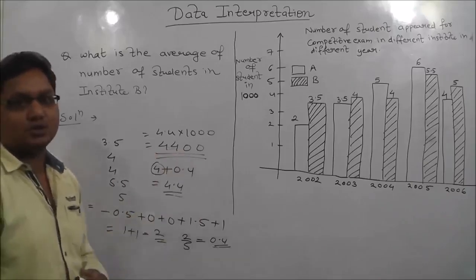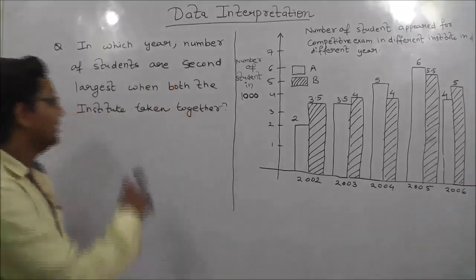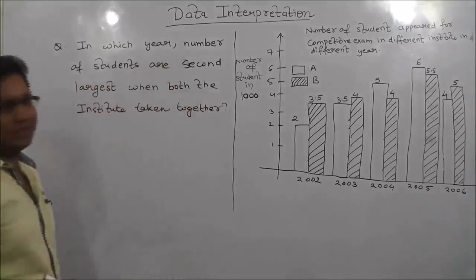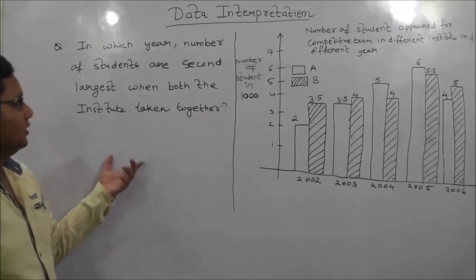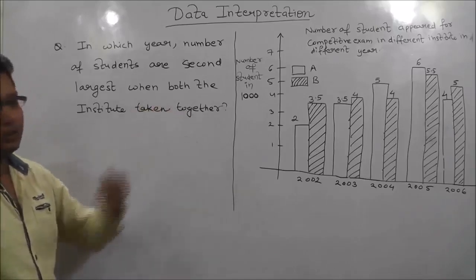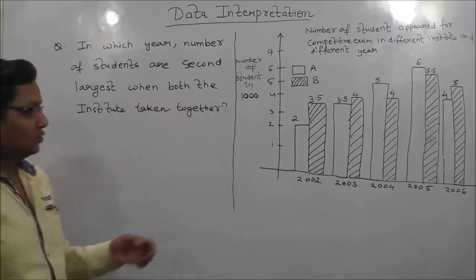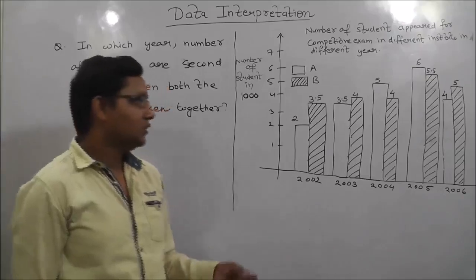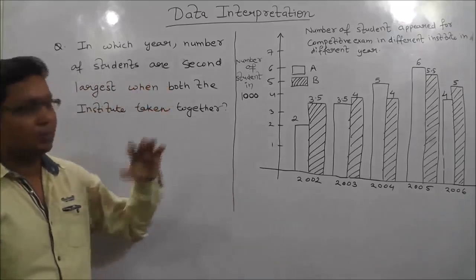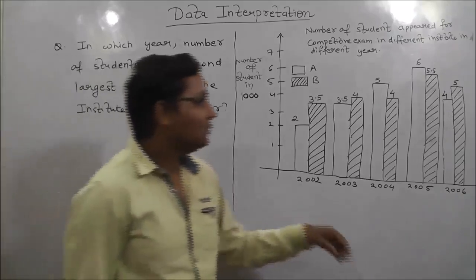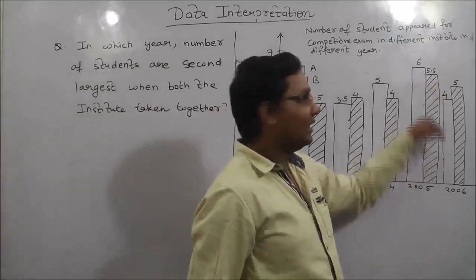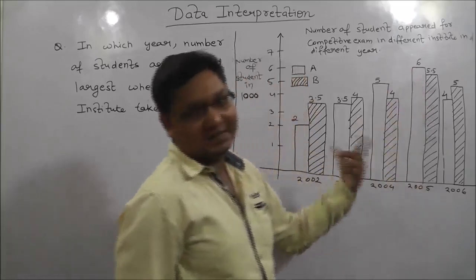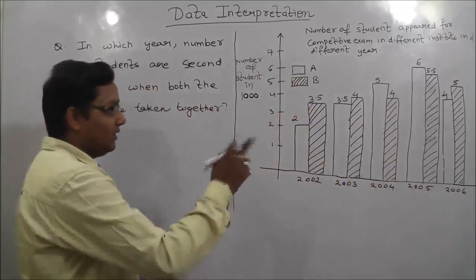Let's move to our next question. In which year number of students are second largest when both the institutes are taken together? Okay, so instead of adding the number of students in all the years, you have to do the smart calculation. We have to observe the graph. In the graph you can see that this one is the highest one. So in 2005 it is the largest one. Number of students are largest when combining both the institutes.